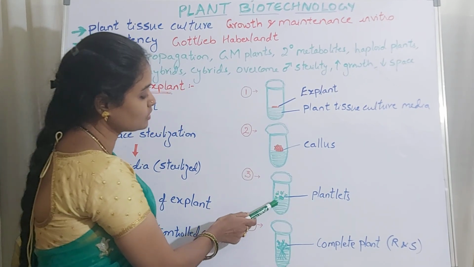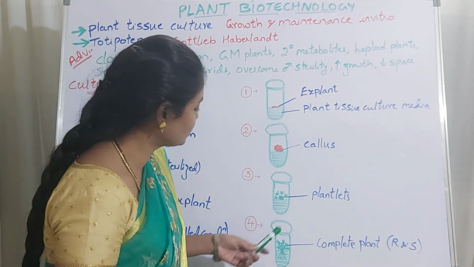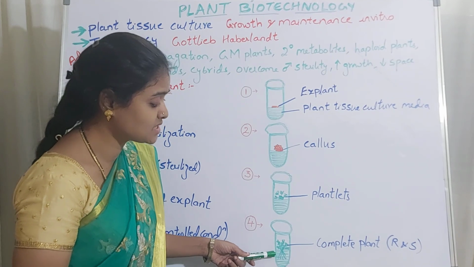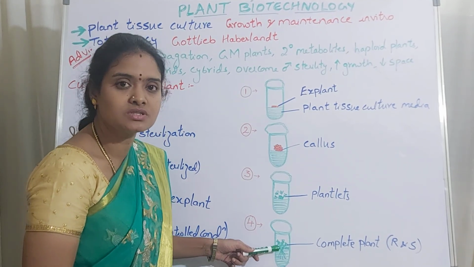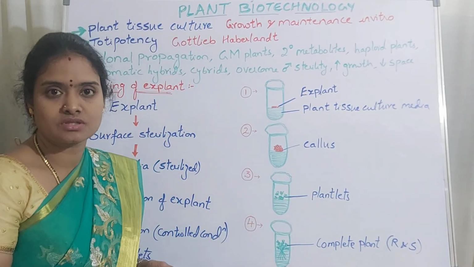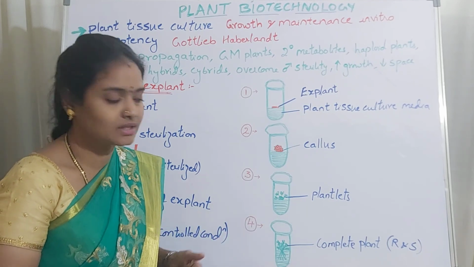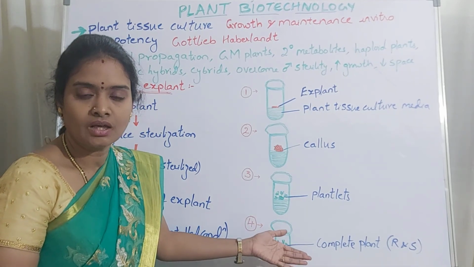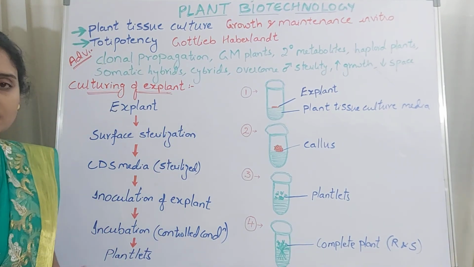Then you transfer them into the rooting and shooting media, where you get the root system and the shoot system, and complete plantlets are produced. Then you transfer them to the greenhouse, where they get adjusted to the new environment, that is acclimatization. So this is the overall procedure of the tissue culture technique.